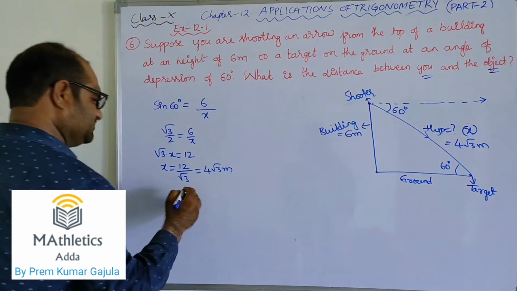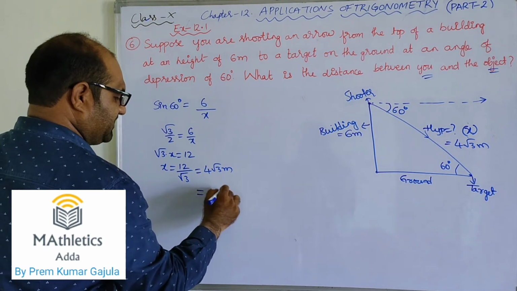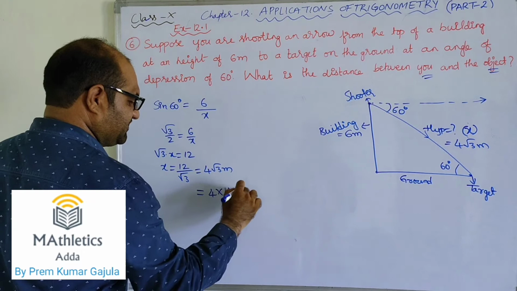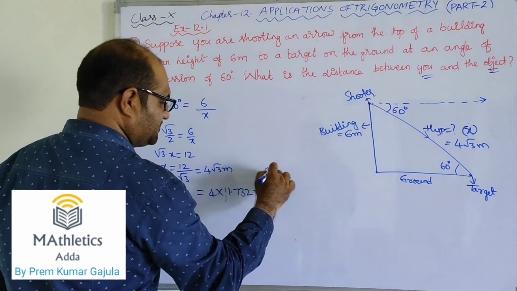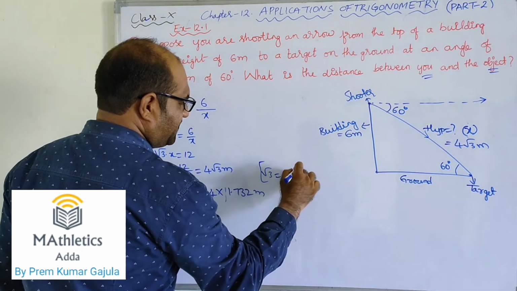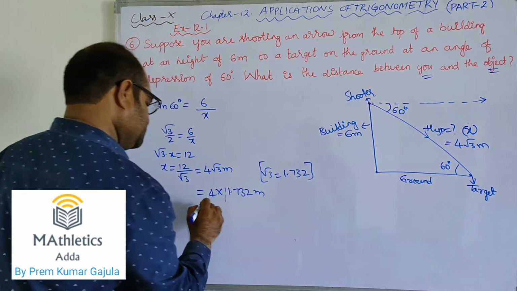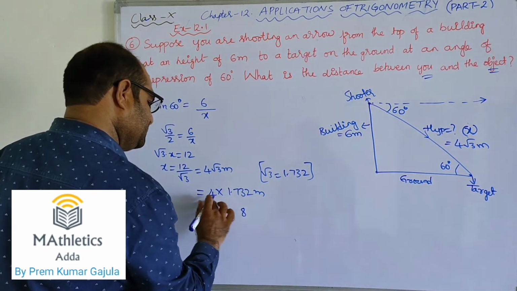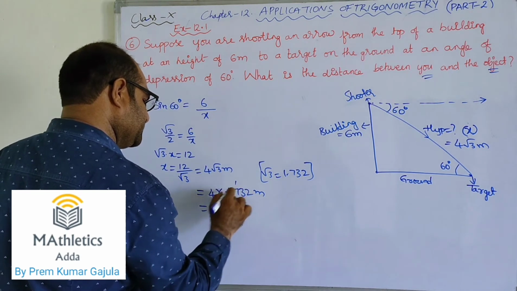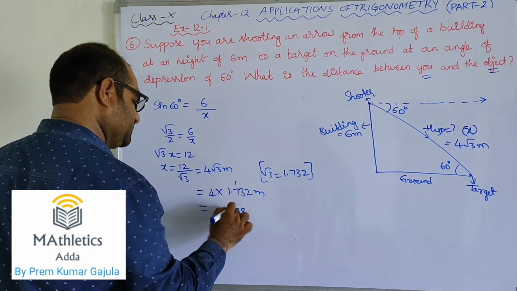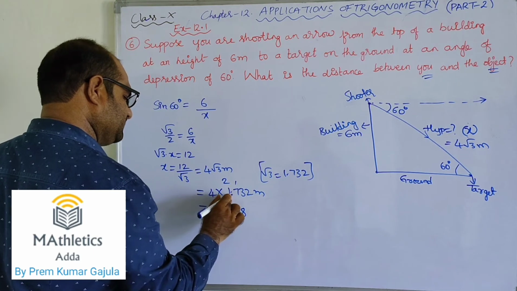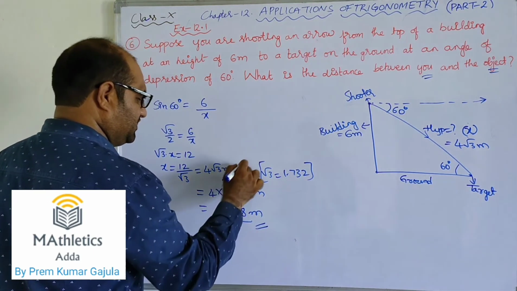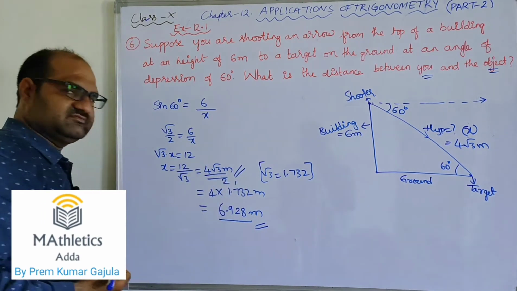And if you want to simplify further, you can multiply this 4 with 1.732 meter. Why? Because root 3 value is 1.732. So if you multiply, you will get 4 8s are 32, 4 3s are 12, 4 7s are 28, and 4 1s are 4, and you get 6.928 meter as the answer, or you can stop it here.